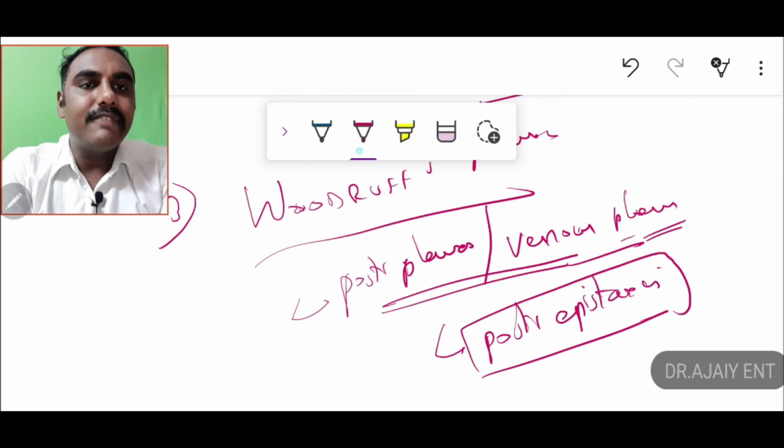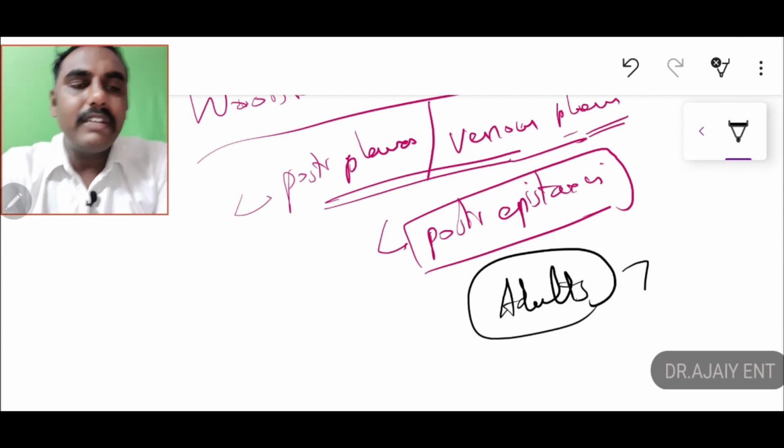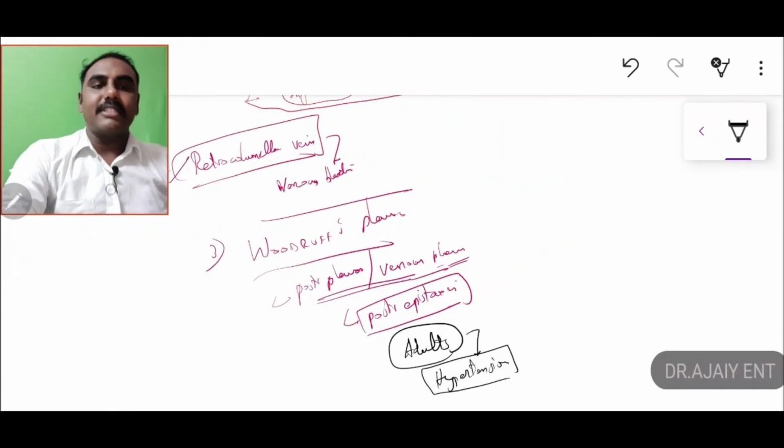And in whom is it very common? It is more common in adults rather than in children, and usually the most common reason will be hypertension. I will explain this later while I explain the epistaxis essay question also. This is regarding Woodruff's plexus.